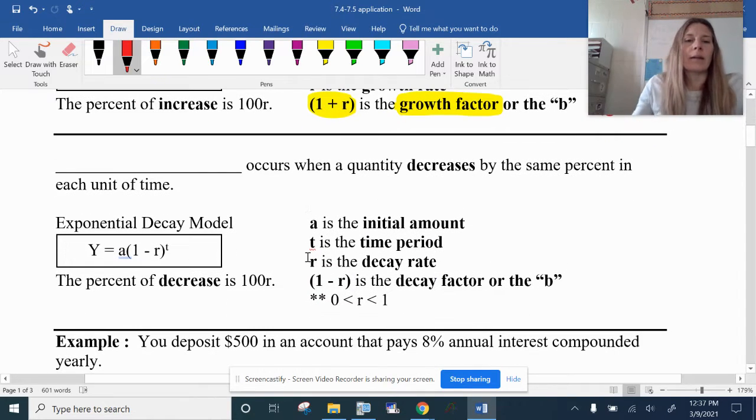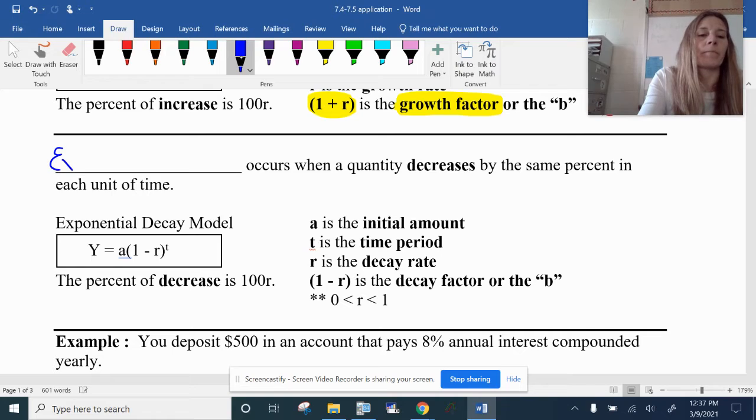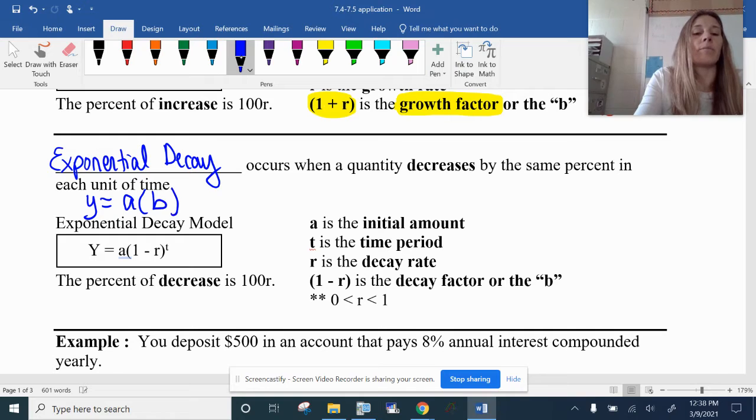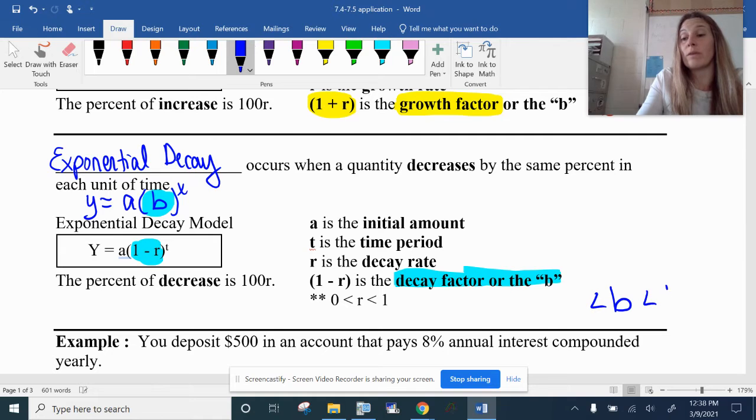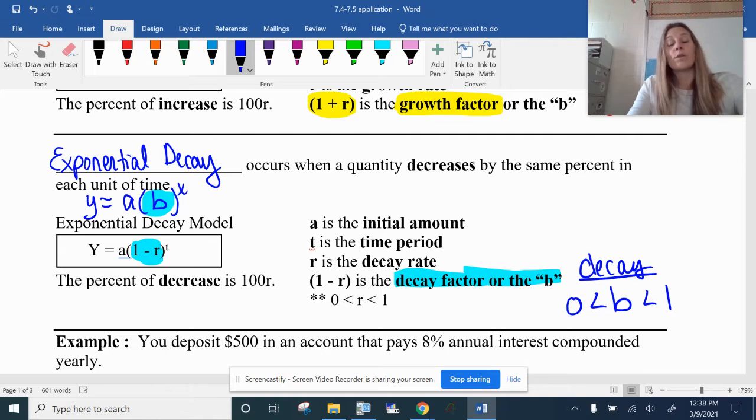Then we also have exponential decay. Now, when we were graphing these, we had A times B to the X power. But in this situation, that B value is going to be a decay factor now, because it's going to be less than 1, but it will still be positive. So if you remember from yesterday's notes, the B value has to be less than 1, but greater than 0. So that's how we can recognize decay. Other than that, the rest is the same.